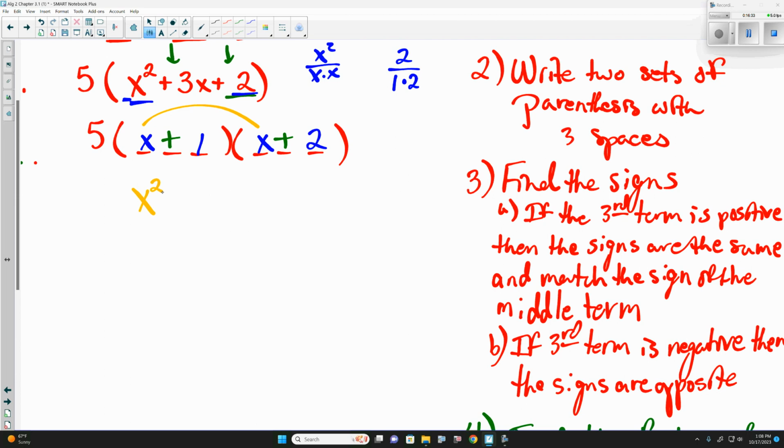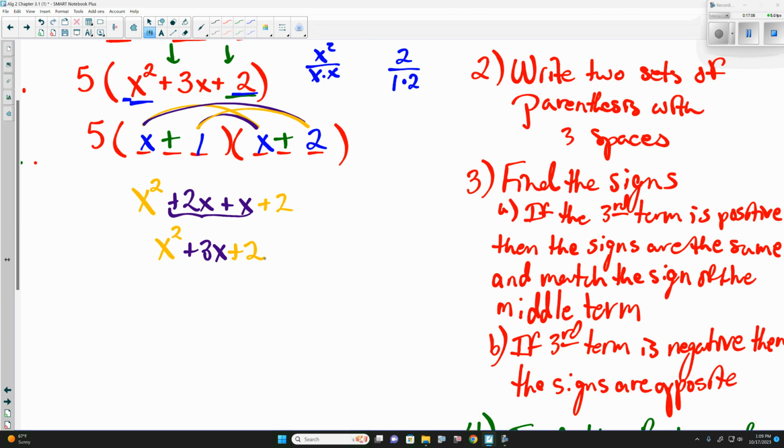x squared. The next one we would do is x times 2, which would be a positive 2x, or plus 2x. The next one we could do is 1 times x, which is plus x. And lastly, we do 1 times 2, which is a positive 2, plus 2. Now we need to combine our like terms. Well, x squared stays the same. 2x plus x is plus 3x plus 2.